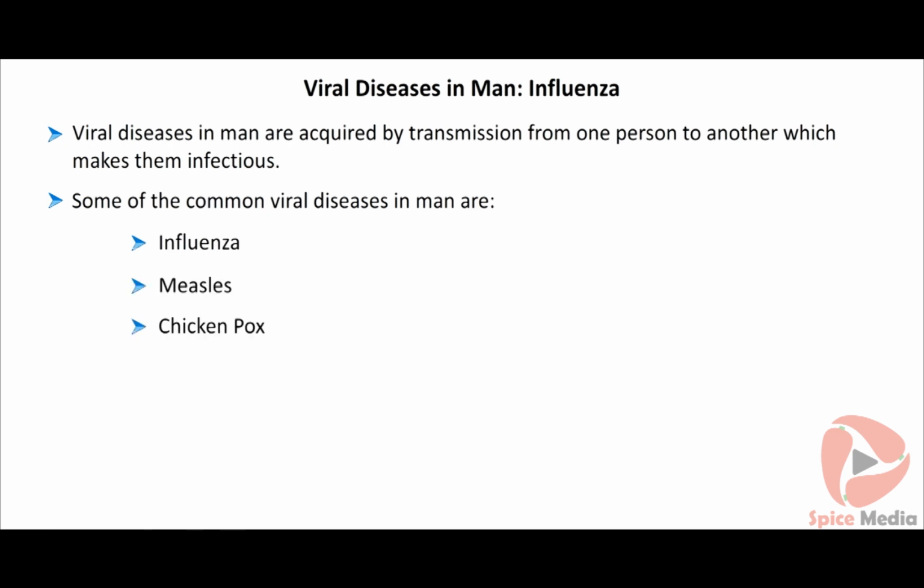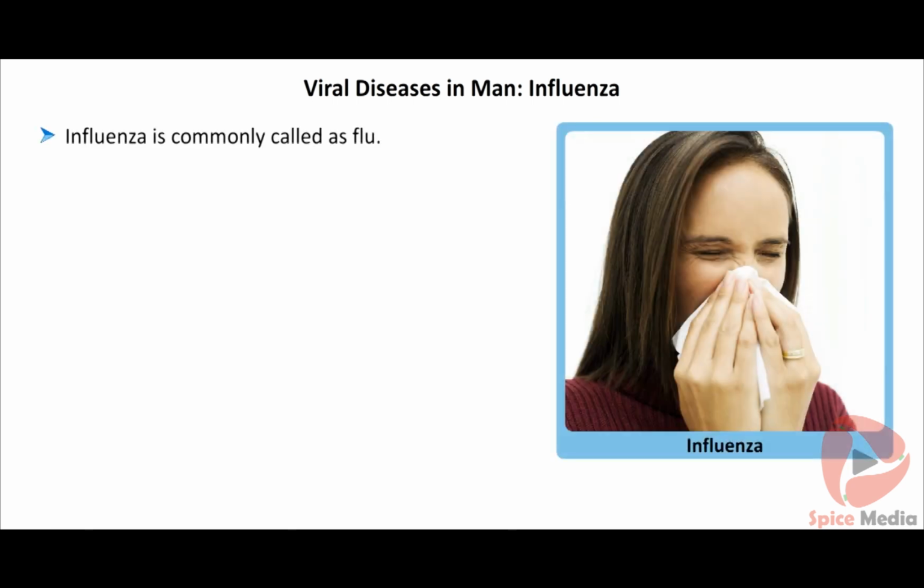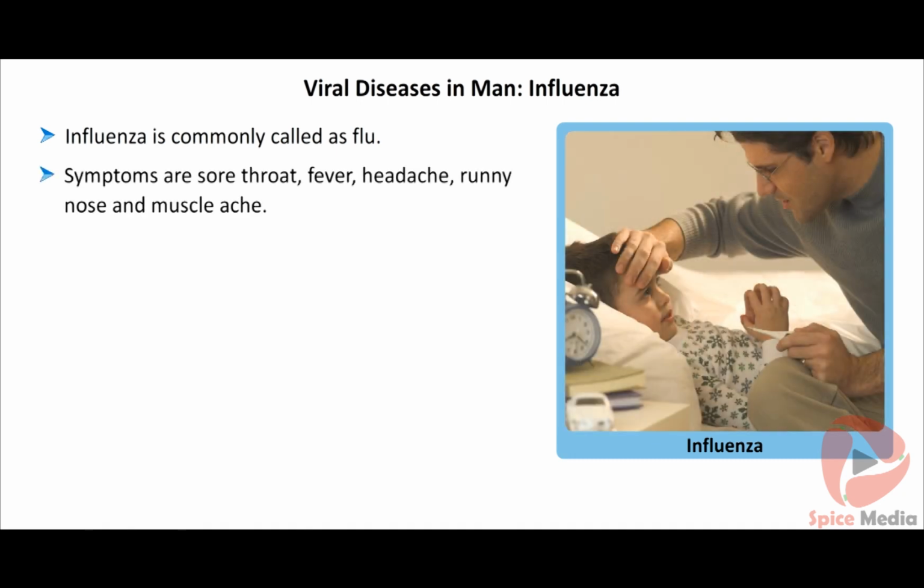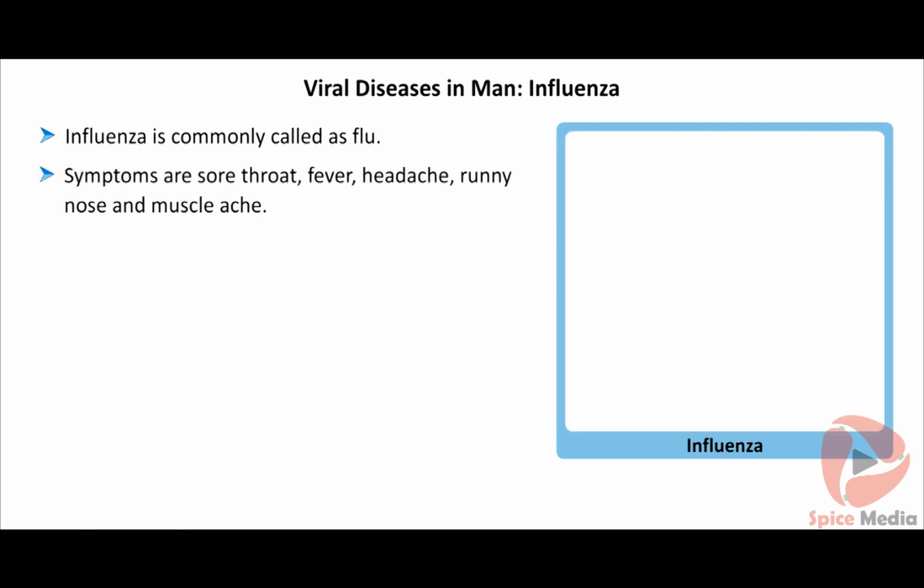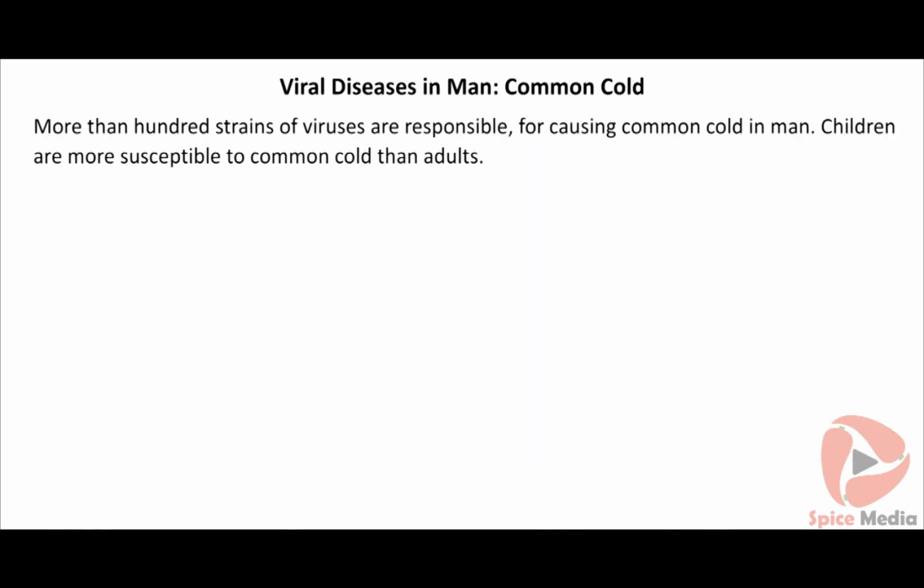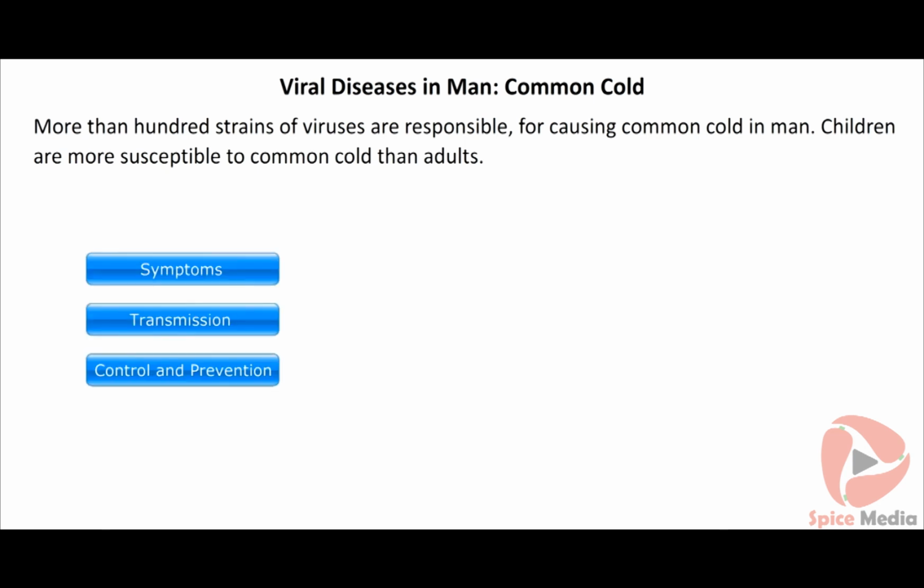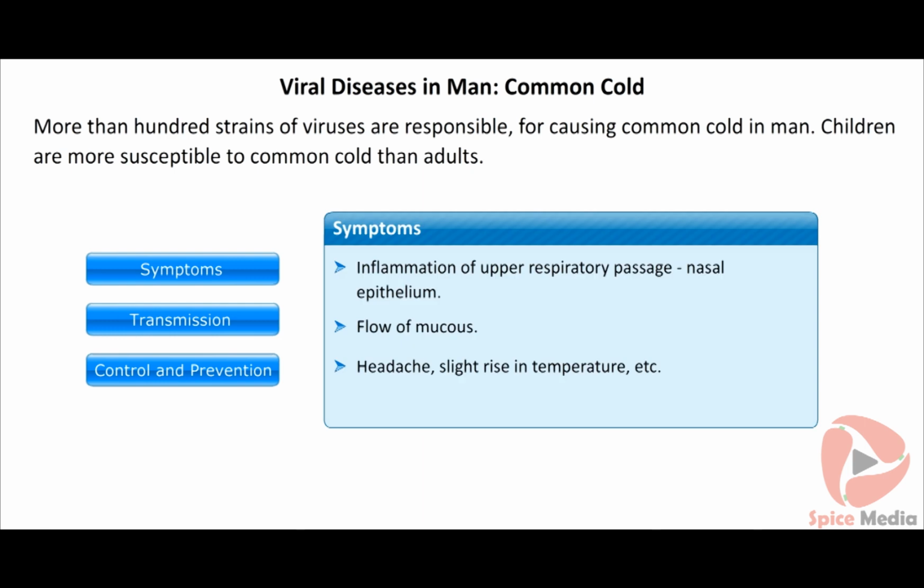Viruses have deoxyribose nucleic acid or ribose nucleic acid as their genetic material. The genetic material is covered by an outer protein coat. Study of viruses is called virology. Viral diseases in man are widespread around the world. The diseases are acquired by transmission from one person to another, which makes them infectious. Some of the common viral diseases in man are influenza, measles, chickenpox, mumps, and poliomyelitis.